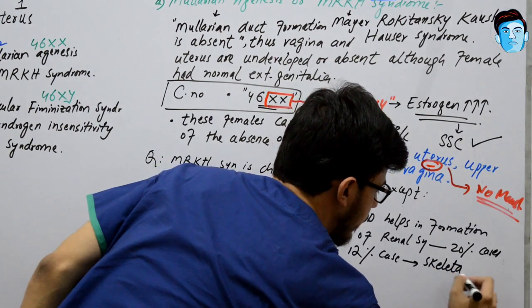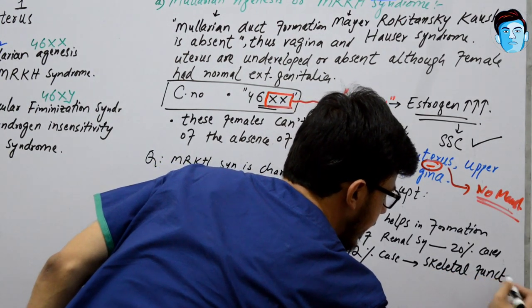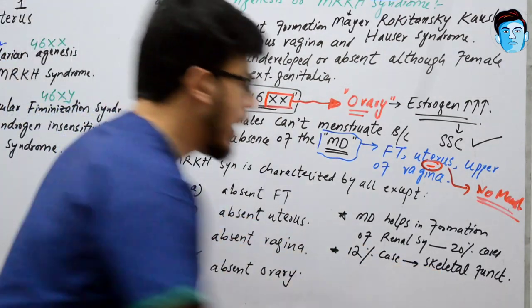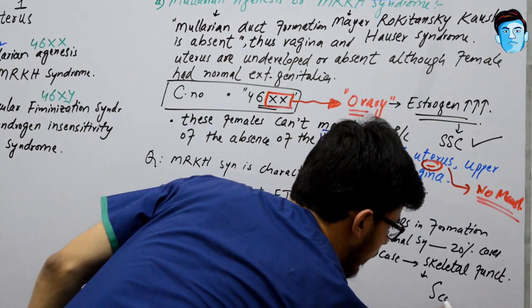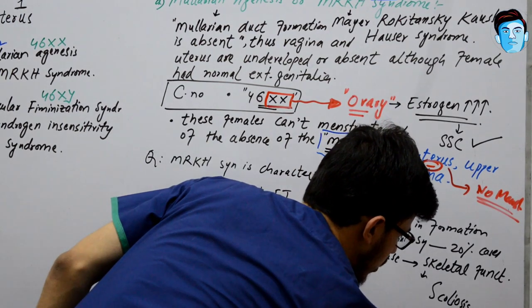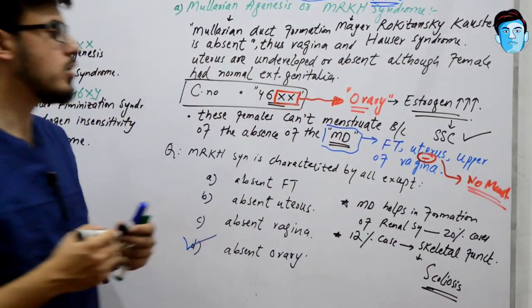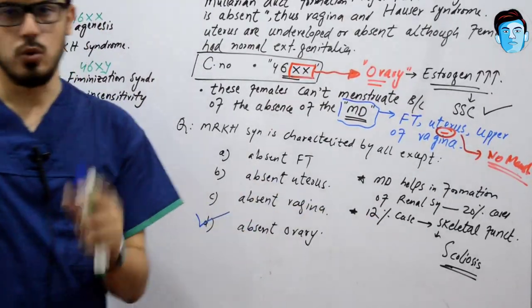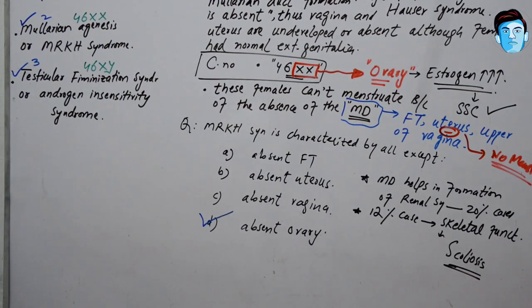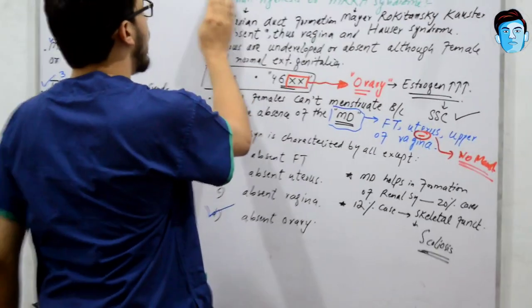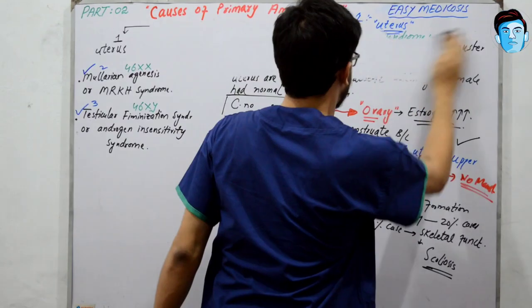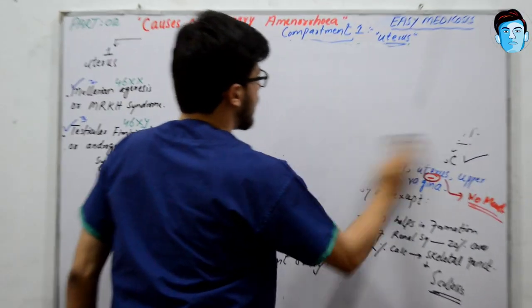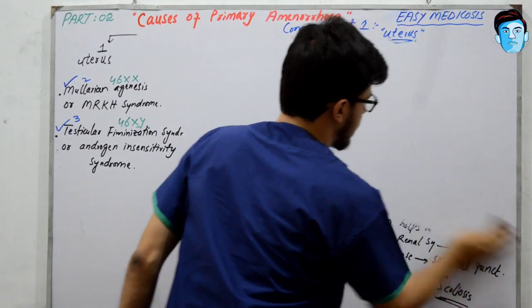So if the Mullerian duct is absent, abnormalities occur in the skeletal system, which leads to scoliosis. So MRKH syndrome is associated with the horseshoe-shaped kidney plus scoliosis. So students, that's all about MRKH syndrome, which is also called Mullerian agenesis. Now how would you treat a patient of Mullerian agenesis?